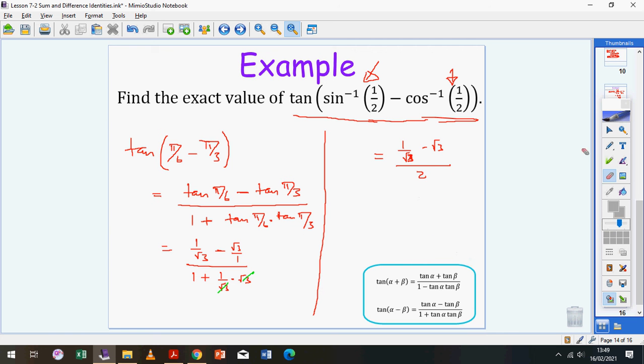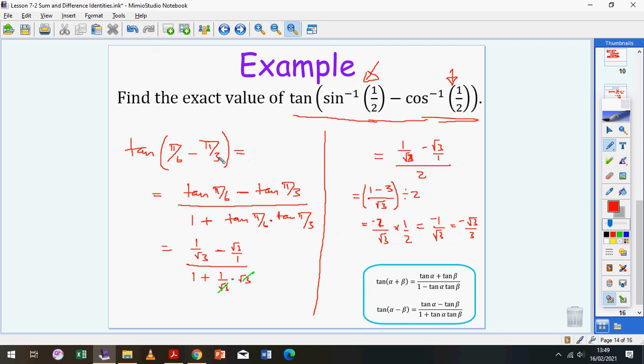The LCM in the top is square root 3. So square root 3 divided by square root 3 is 1. Square root 3 divided by 1 is square root 3 times square root 3 is 3. And that whole thing is being divided by 2. So basically 1 minus 3 is negative 2, divided by square root of 3 times 1 over 2, which gives you negative 1 divided by square root of 3, which gives you negative root 3 divided by 3.